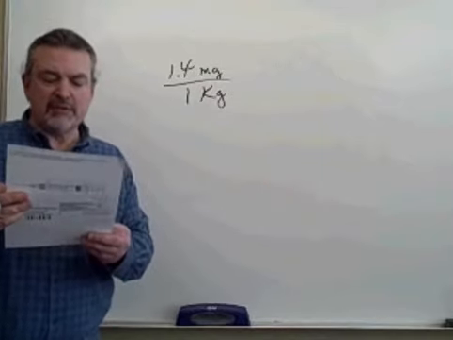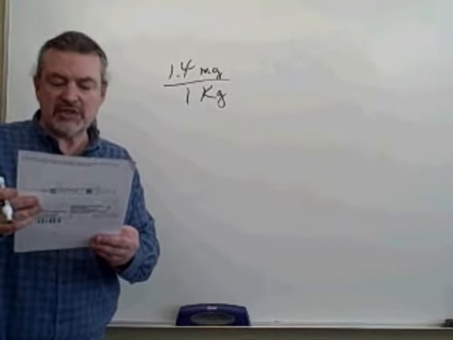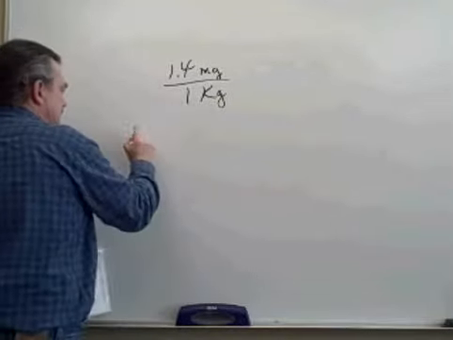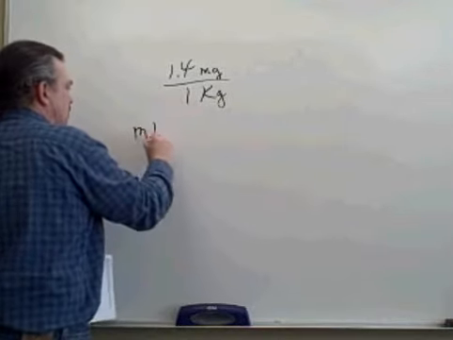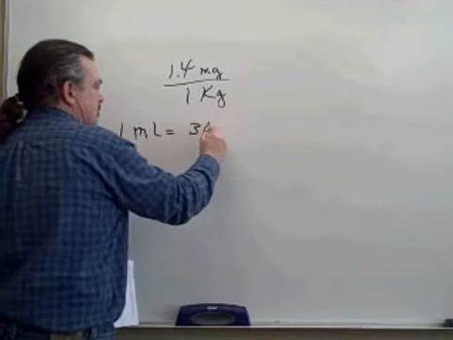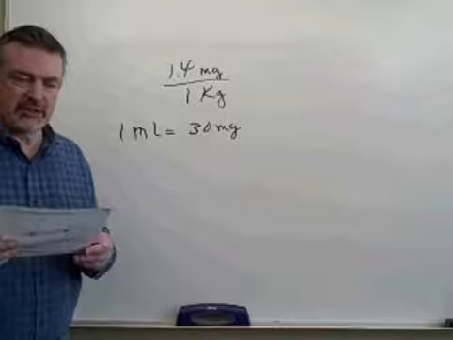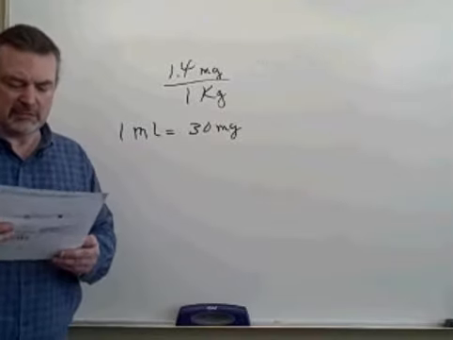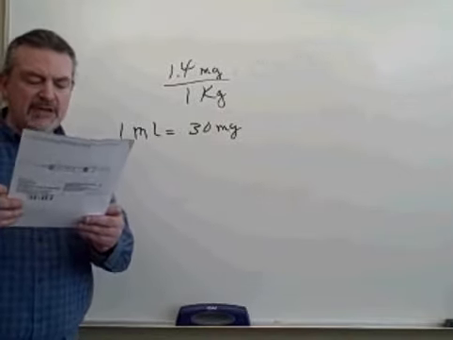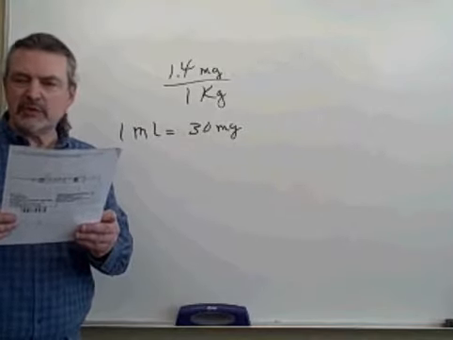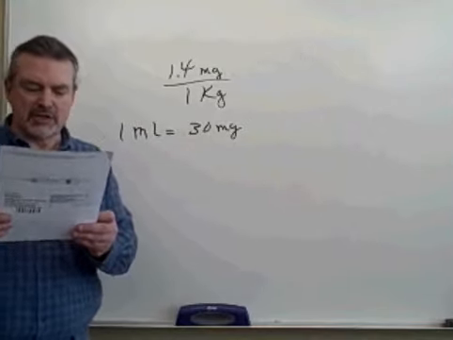The drug is available in the form of a liquid in which each milliliter contains 30 milligrams of the drug. That's the strength of the liquid, isn't it? There are 30 milligrams in each milliliter. If your patient weighs 75 kilograms, how many milliliters will you administer? Mark the correct dosage on the syringe.